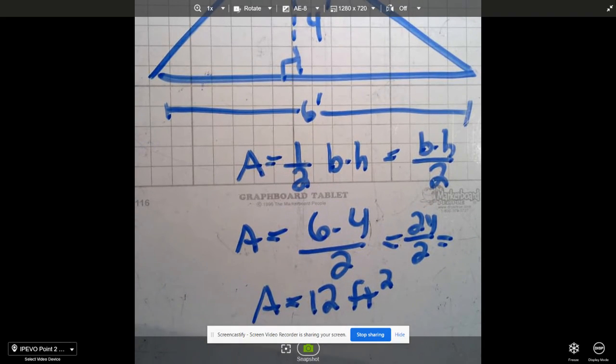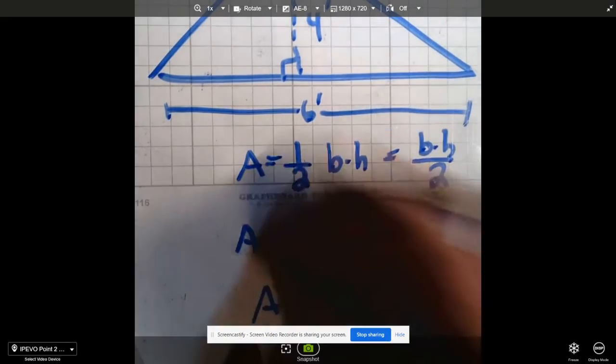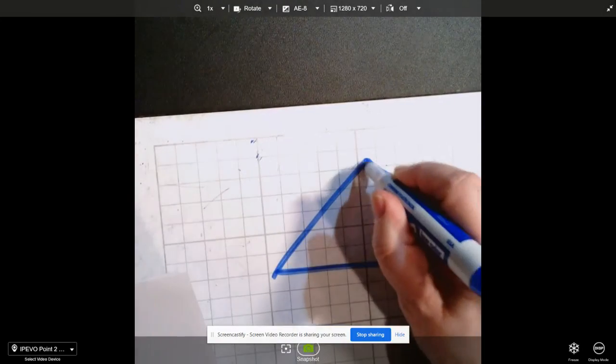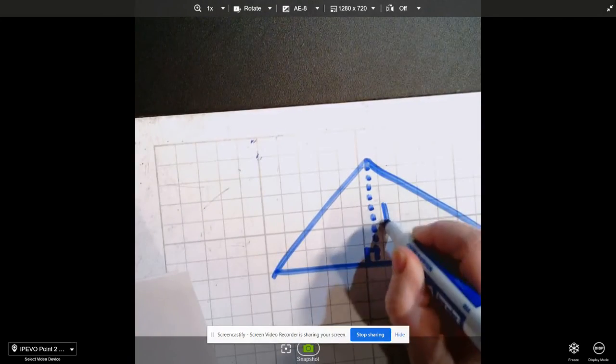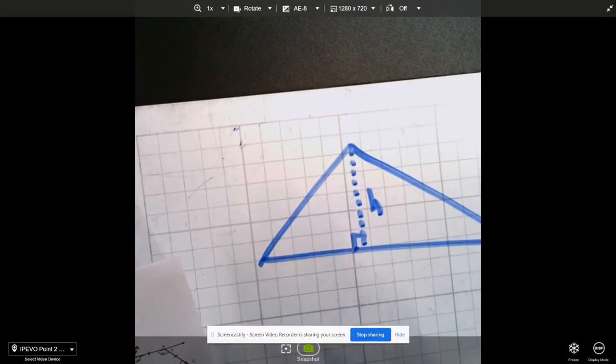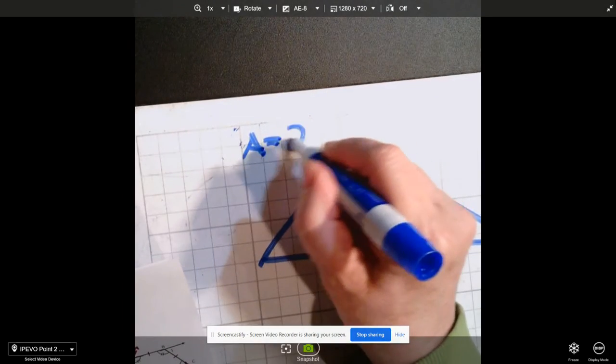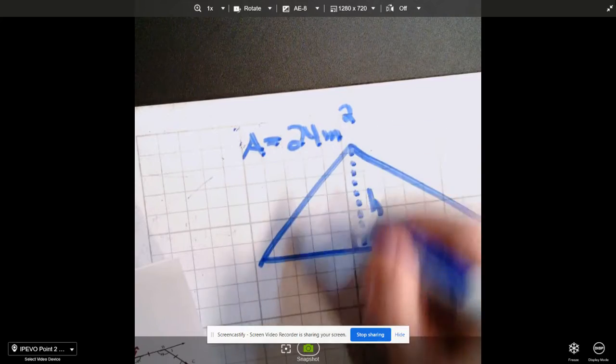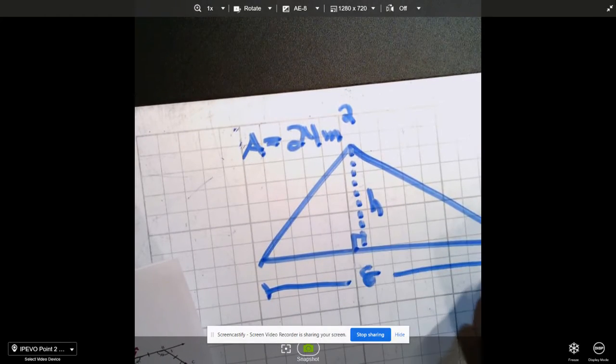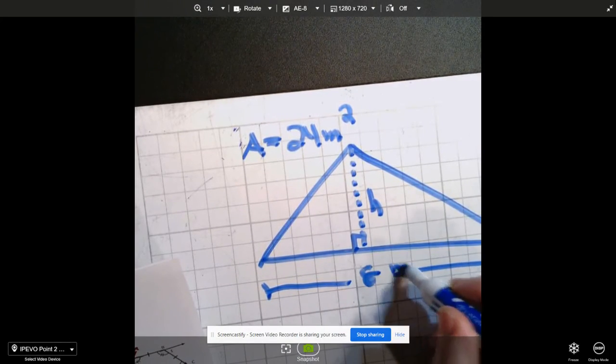And number 9 says, find the height of the triangle. So here's again my triangle. It says find the height. So this is what they want to know. This is my variable h. If the area is 24 meters squared and the base is 8 meters.